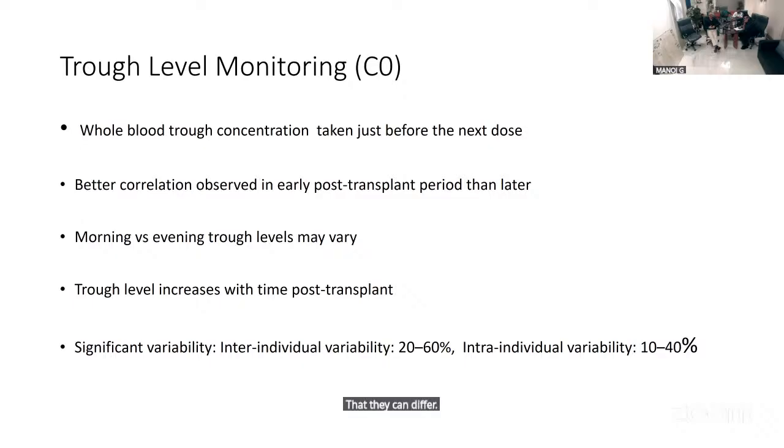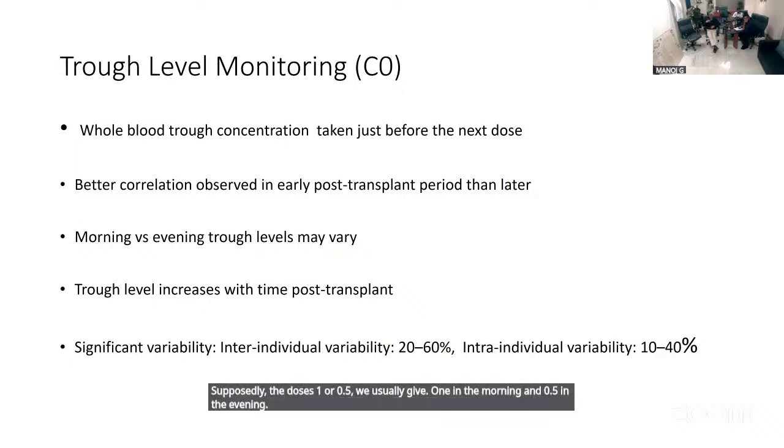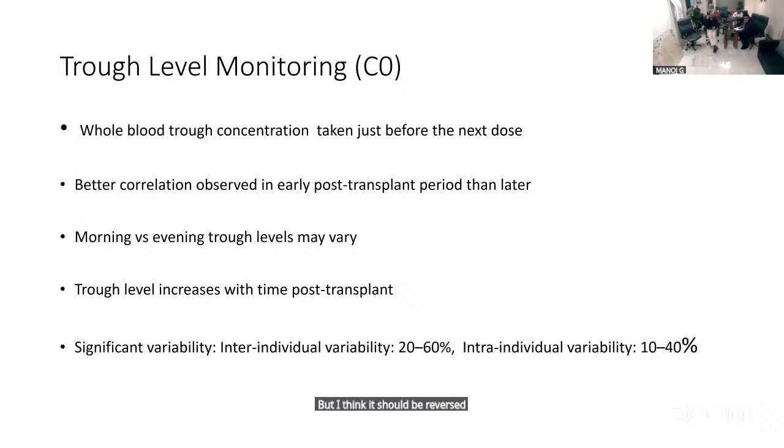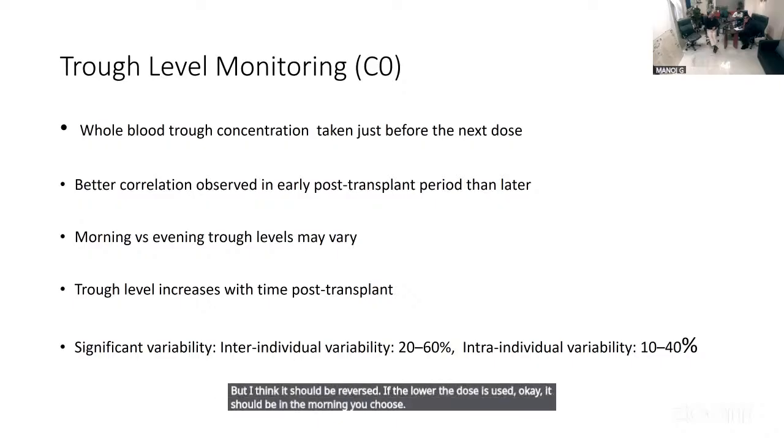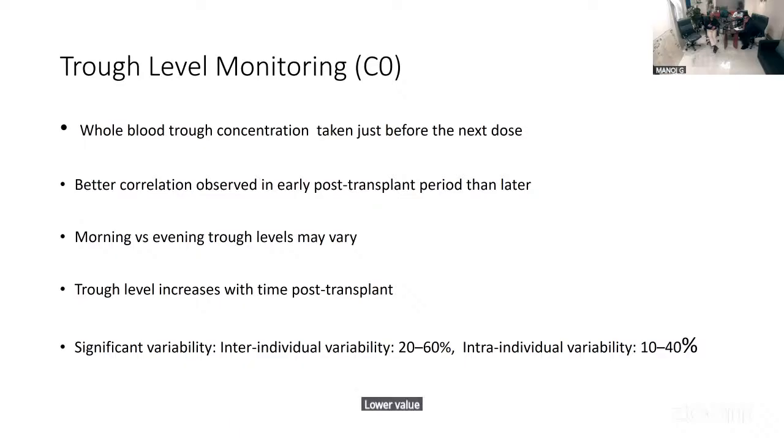We usually have a habit of, supposing the dose is 1 or 0.5, we usually give 1 in the morning and 0.5 in the evening. But I think it should be reversed. The lower dose should be given in the morning and the higher dose in the evening. With tacrolimus, the intra-individual variation is around 20 to 60%, and even in the same patient with the same dose, there is a variation of around 10 to 40%.